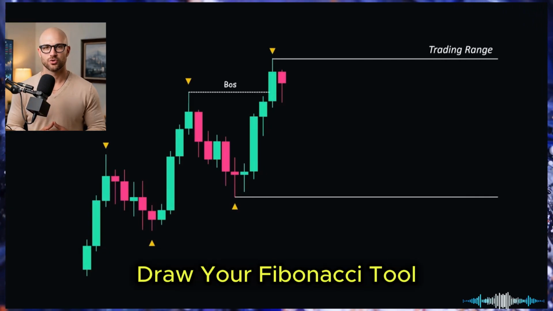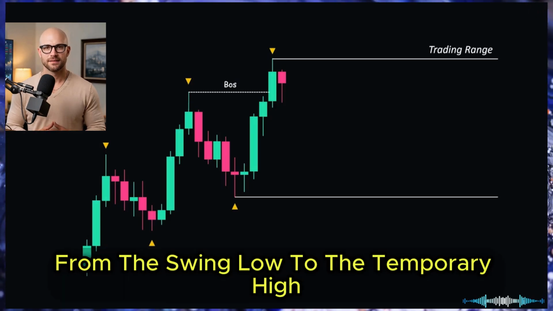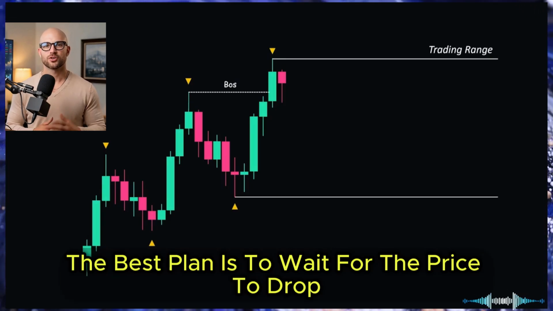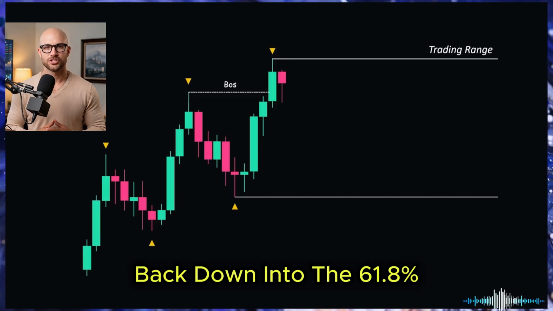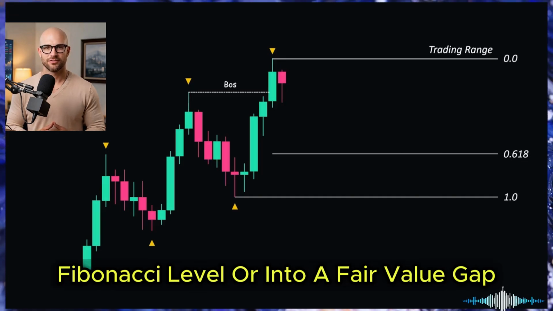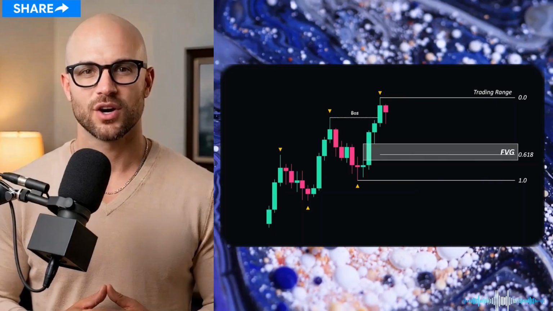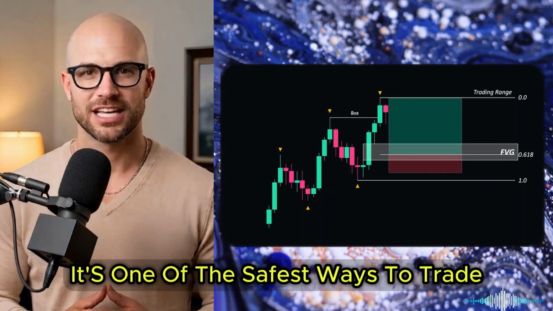Draw your Fibonacci tool from the swing low to the temporary high. The best plan is to wait for the price to drop back down into the 61.8% Fibonacci level or into a fair value gap. Once you see the price get rejected there, enter the trade and target the previous high. It's one of the safest ways to trade.